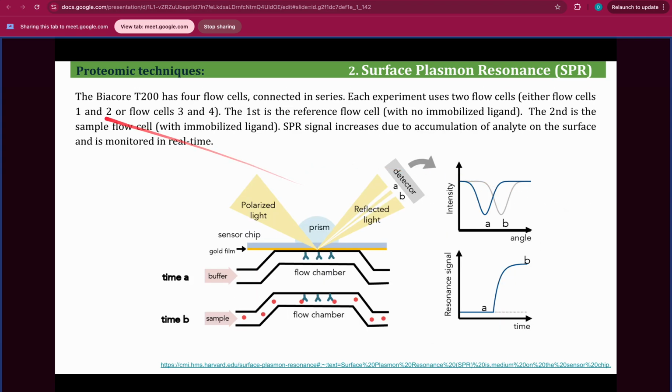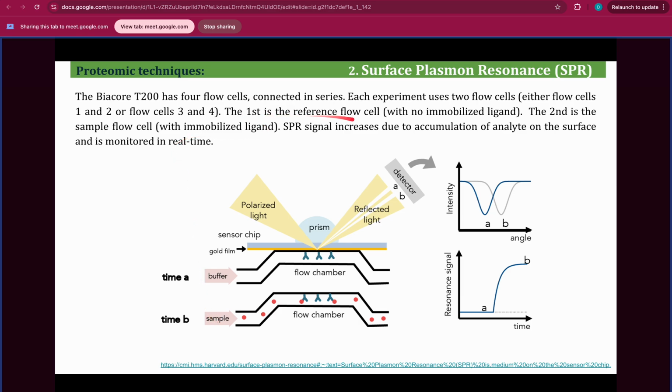This is one example, and this is the Biacore T200, the device where I am measuring this. It has 4 flow cells. As you can see, these are the 4 flow cells which are present, connected in series. In each experiment we use 2 flow cells, either flow cells 1 and 2, or flow cells 3 and 4.